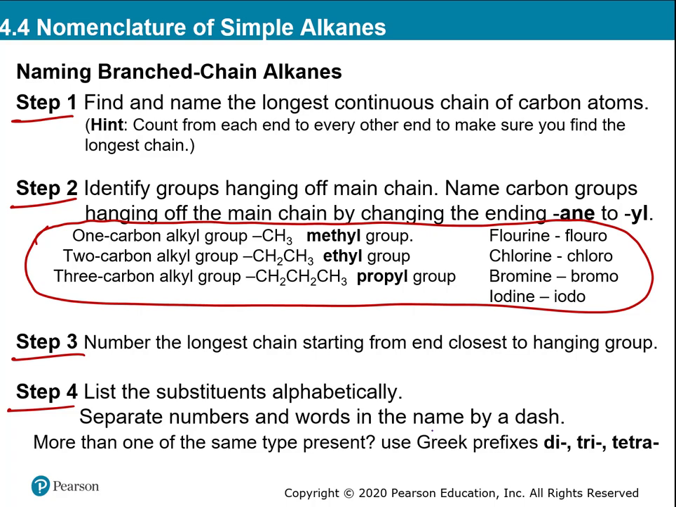And then the last step, you just list them alphabetically. So you would always list bromo before chloro. You would list an ethyl before a methyl. Okay, they just get listed by their name alphabetically, which seems really weird. I would think they would do them by the carbon numbers, but no.